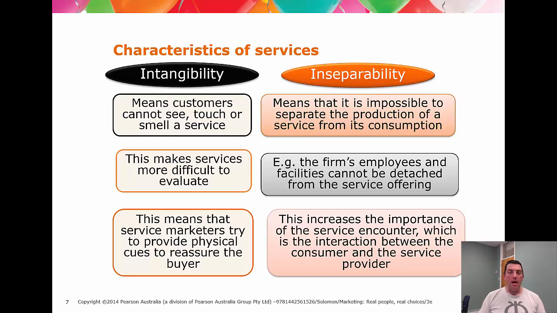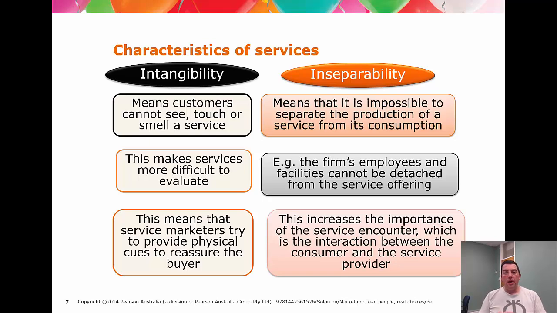It is worth marking this slide down as one to learn, is about how a service differs from physical products. So we have the intangibility aspect. In other words, we can't touch or feel or smell it. It makes services very different to evaluate, of course, as well. And it means that service marketers try to provide physical cues to reassure the buyer.